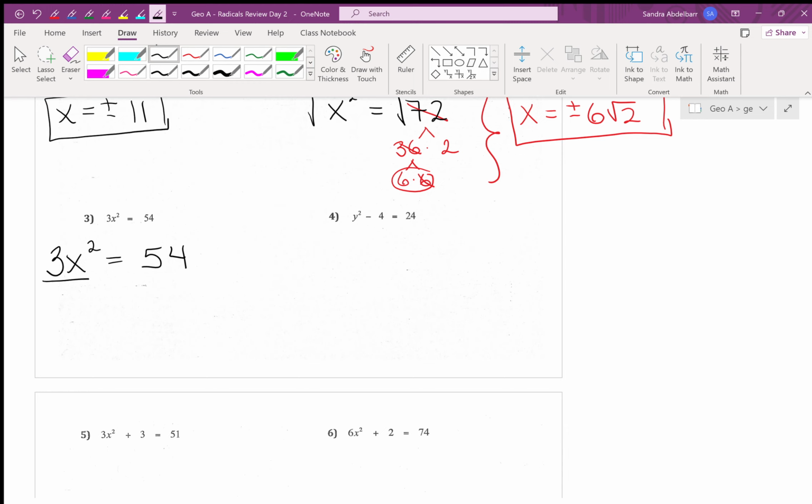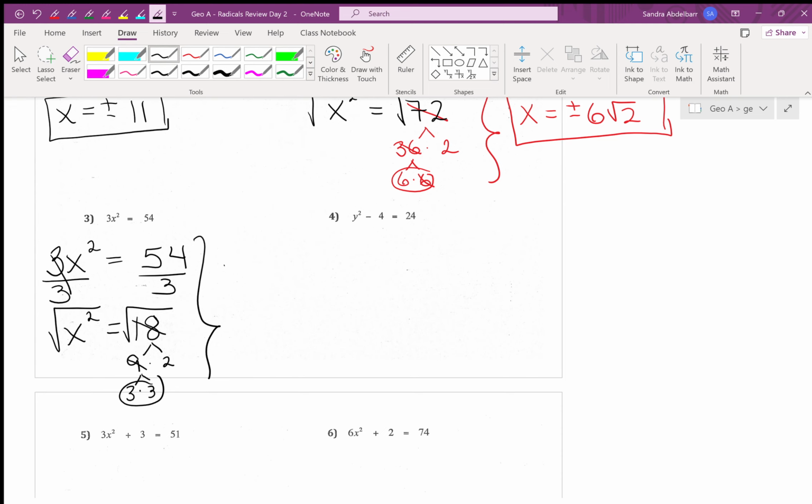So I need to get rid of the 3, so I'm going to divide by 3 on both sides. So then I end up with x squared equals, is it 18? Yes. Now can I solve? Absolutely. To undo a square, we must take the square root. 18 becomes 9 and 2. 9 becomes 3 and 3. So tell me, what is x equal?